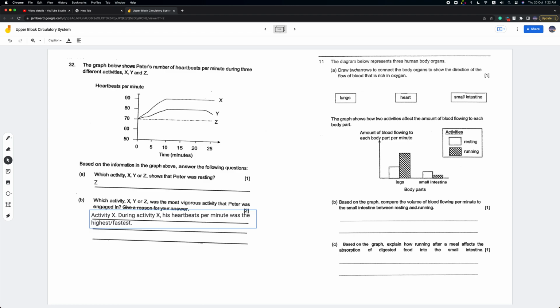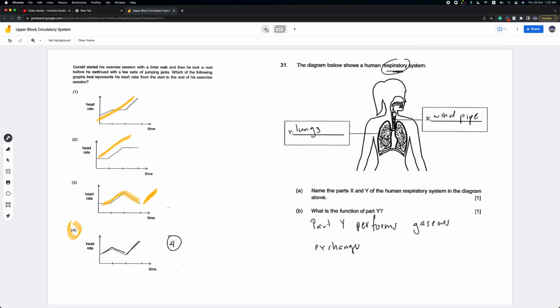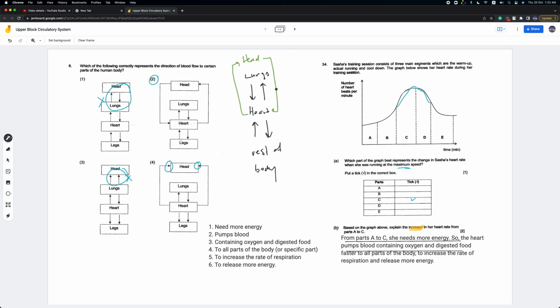Alright, next question. The diagram below represents 3 human body organs. Draw 2 arrows. Okay, so be careful how many arrows they want you to draw. Here they want you to draw 2 arrows to connect the body organs to show the direction of flow of blood that is rich in oxygen. We did not mention just now about the blood flow that's rich in oxygen. We just mentioned about the blood flowing.